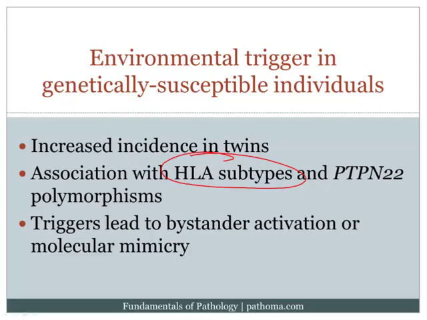In particular, among the HLA subtypes, the strongest association is with HLA-B27 and its association with a disorder called ankylosing spondylitis. Now, we're going to cover that later in the course, but I just want to highlight that the strongest association with HLA subtypes is that with that particular subtype, HLA-B27, with a disorder called ankylosing spondylitis.